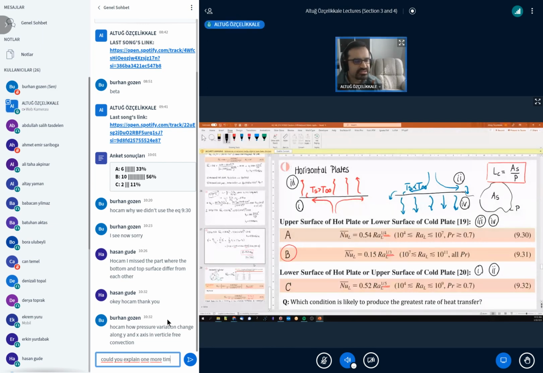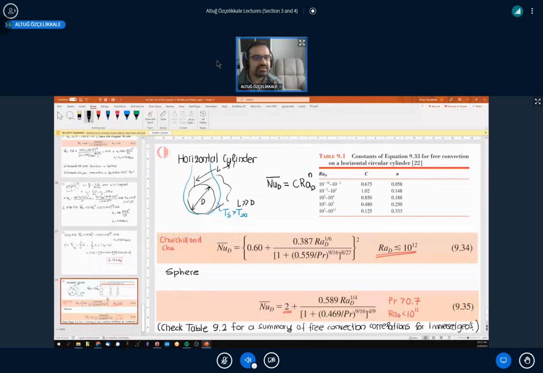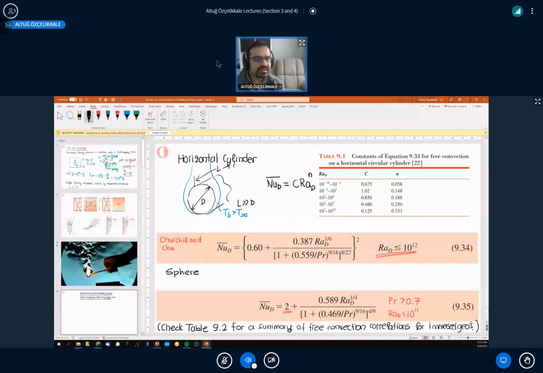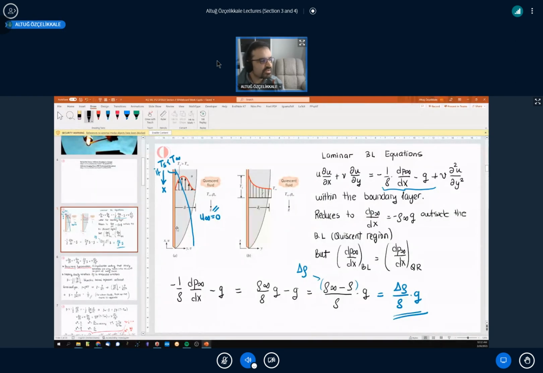Burhan is asking a question. Okay, so do we have the slides? I think we do. Burhan is asking about what's happening to the pressure variation within the boundary layer across the y direction. As far as I can understand, that's the question. And in order to answer that question, I would recommend going back to chapter 6 for once, looking at the similarity, let's say looking at the non-dimensional form of boundary layer equations.